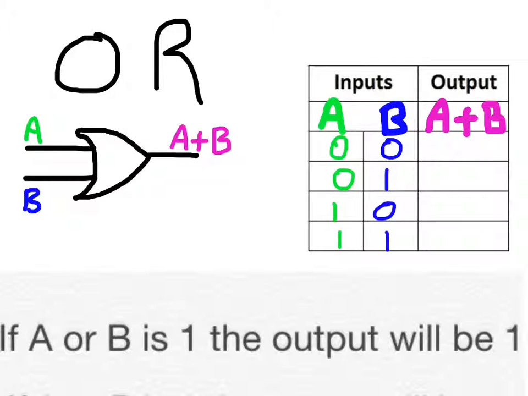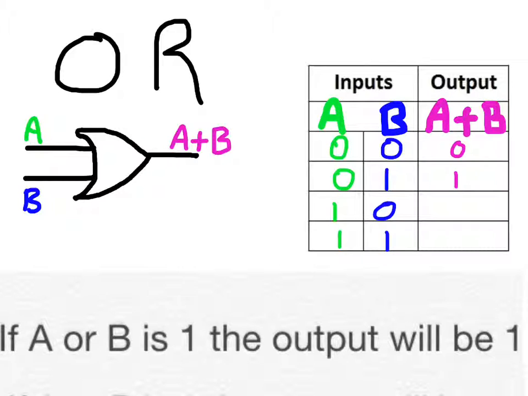Now if we apply our logic rule, if A or B is 1, the output will be 1. Looking at each one of these combinations one by one, a 0 and a 0 does not output a 1, so we'll put a 0. A 0 and a 1. If A or B is 1, the output will be 1. Well, in this case it is. So it outputs a 1.